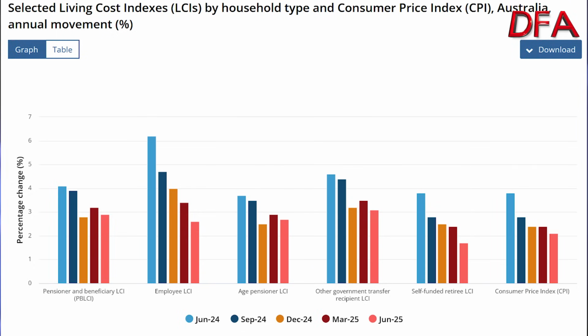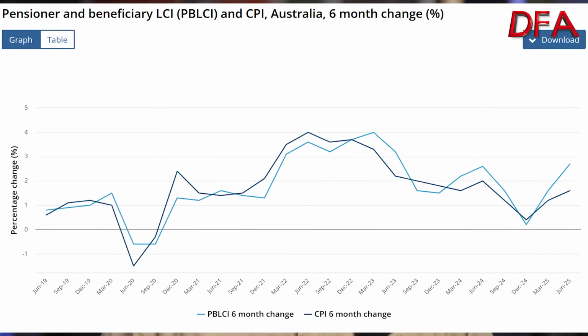And the ABS also calculated a separate pensioner and beneficiary living cost index, the PBLCI, which measures living costs for aged pensioner and other government transfer recipient households. And they say that the PBLCI rose 2.9% in the 12 months to June 25, compared to an annual rise of 2.1% in the CPI. In other words, aged pensioner and other government transfer recipient households saw larger annual price rises for housing and food and non-alcoholic beverages compared to the CPI.